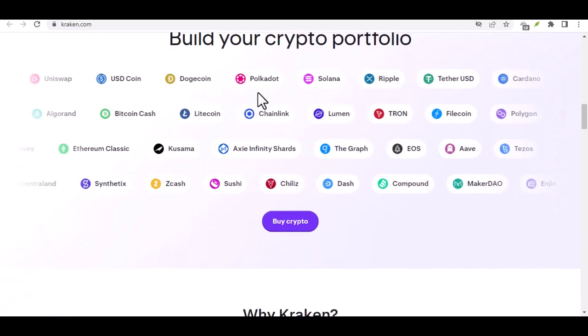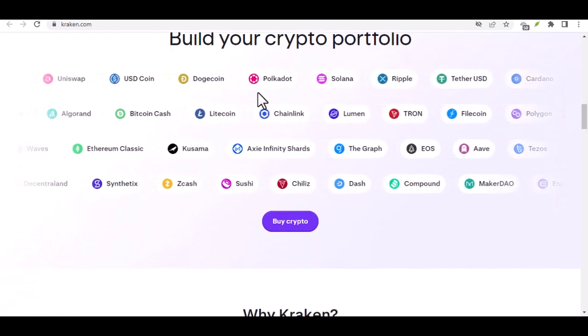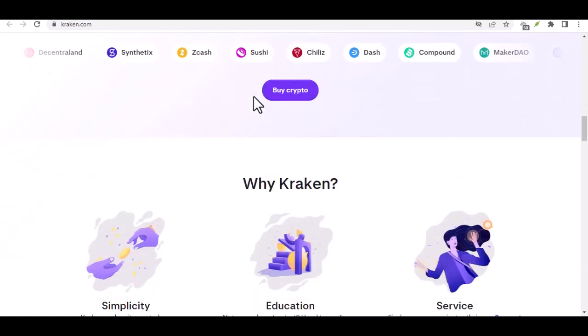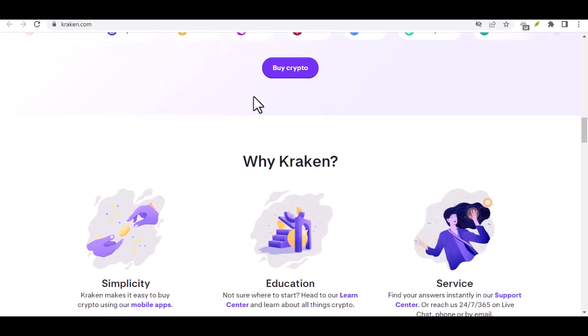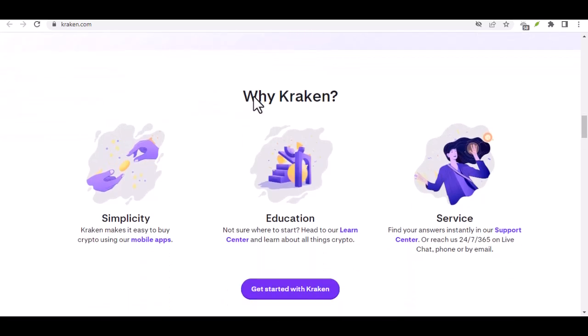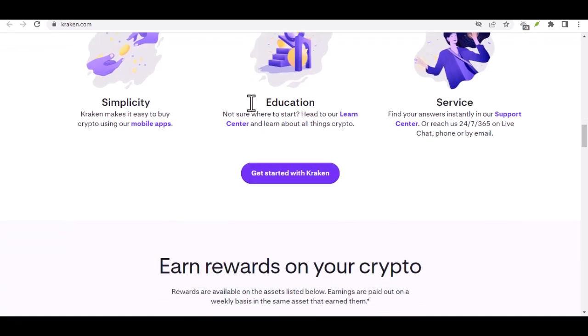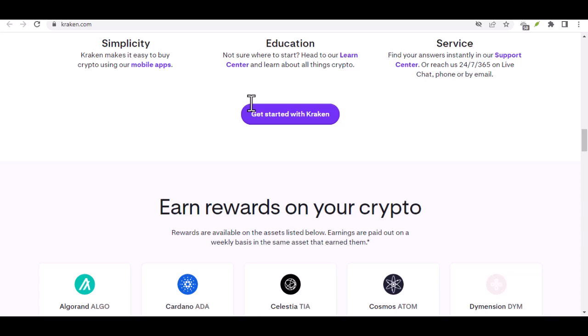Step 2. Verify your Kraken account. KYC requirements explain the need for Know Your Customer (KYC) verification and the typical documents required. Verification process: guide viewers through the verification process on Kraken, including identity verification and address proof.